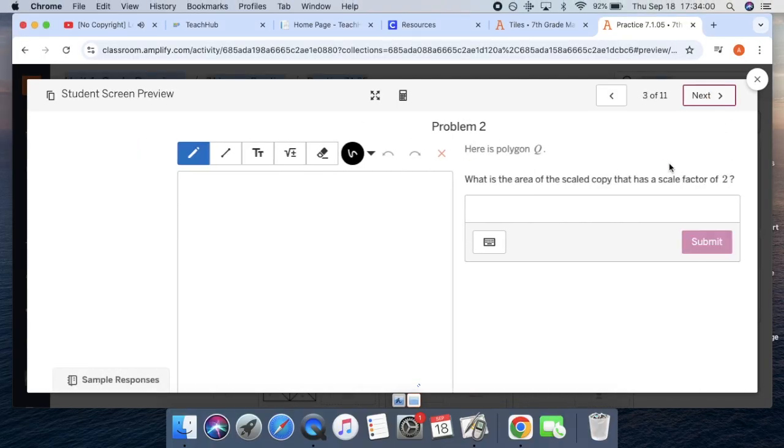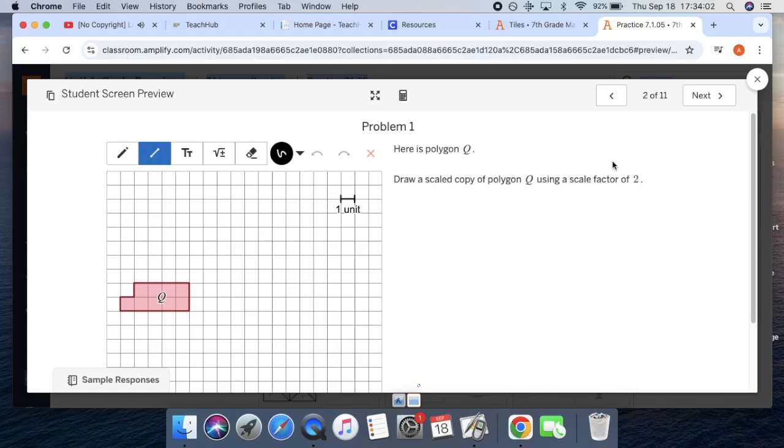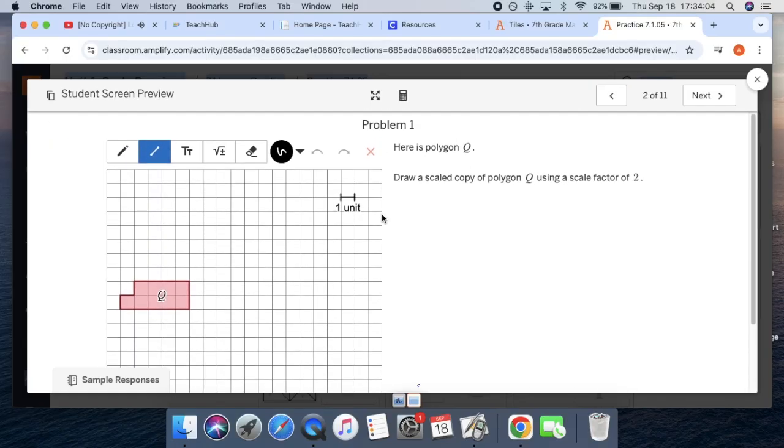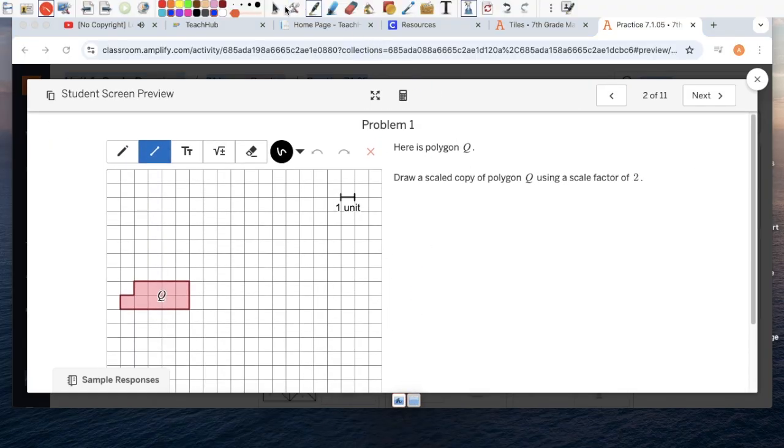All right, so let's look at this one. Draw a scale copy of polygon Q using a scale factor of 2. Well, that means that, let me write some numbers. This is 1, 2, 3, 4, 5. That's 5. That's 2. That's 4. And that's plus 1. So if it's scale factor 2, all the side lengths are going to be doubled.